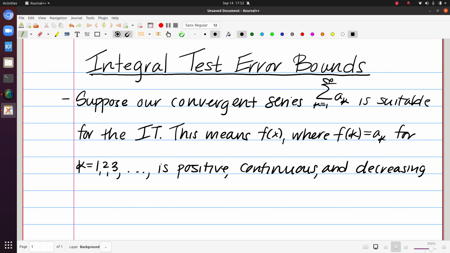Suppose we have a convergent series with terms a sub k for which we can apply the integral test. We've seen earlier that this means that if we define the function f of x so that at positive whole numbers k, f of k is equal to the terms of our series a sub k, then that function f of x has to be positive, continuous, and decreasing.